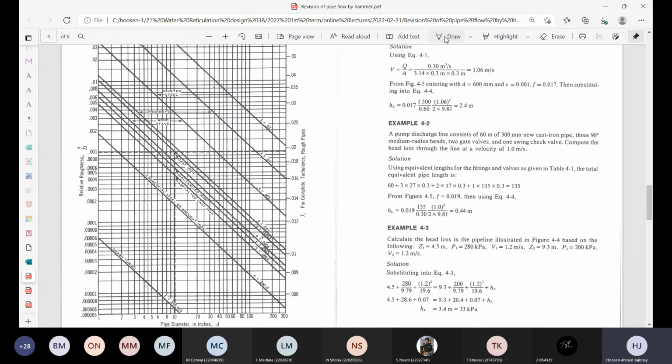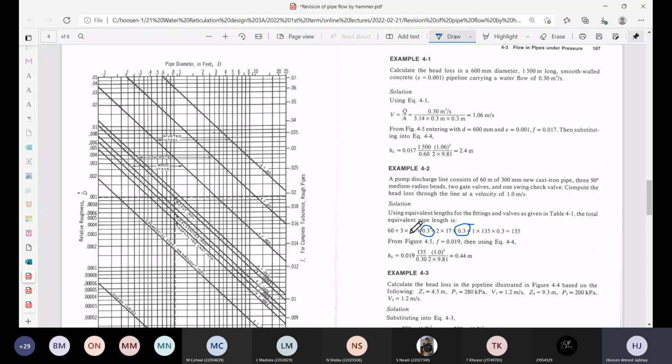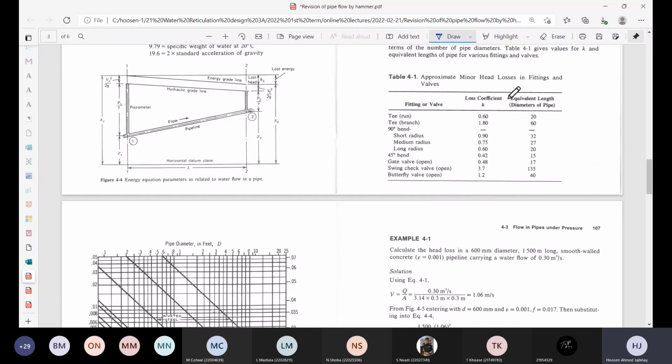Let me just get my pen out. In this particular one, why do we keep multiplying by that 0.3? Why are we not just using the values directly from that table? So, for example, the 27 that you see, that point over there, why are we not just multiplying by that? And it comes back to this table, table 4.1. You'll see there, for example, the medium radius bend, that value of 27 was this. So why didn't we just use that 27?